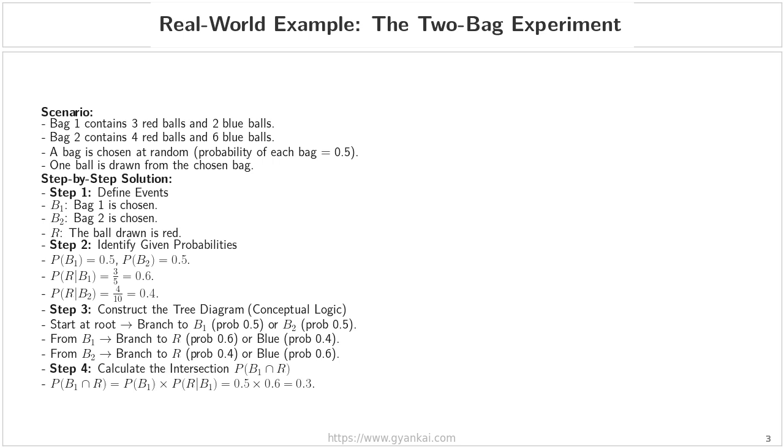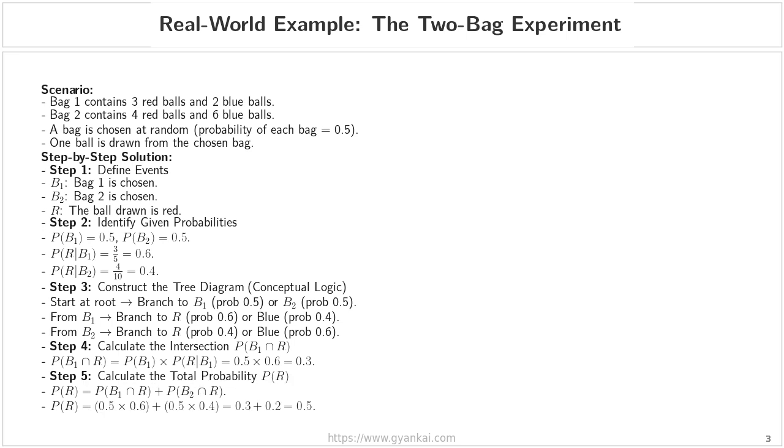Now, in step 4, we need to find the intersection, which is the probability of both choosing bag 1 and drawing a red ball. To do this, we multiply along the path the probability of b sub 1 times the probability of r given b sub 1. That is 0.5 times 0.6, which gives us 0.3.